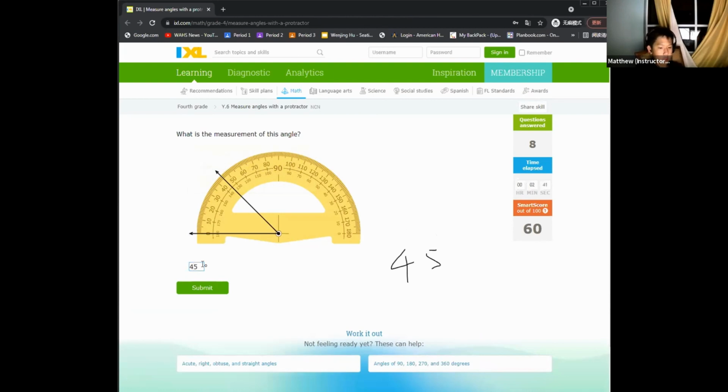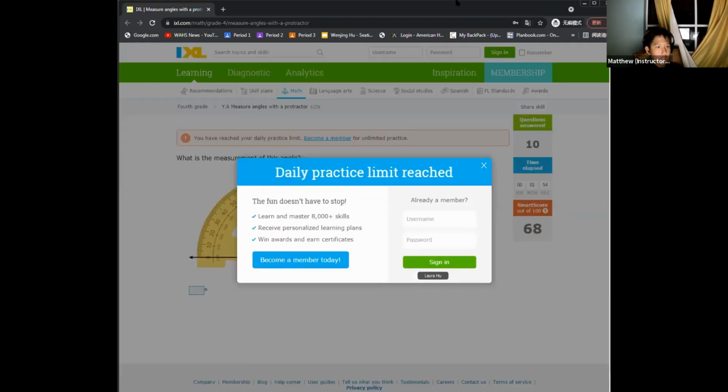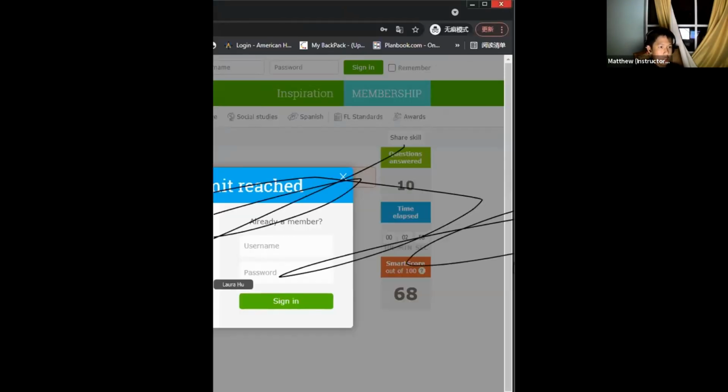This one is also correct. This one is correct. And with that, we will go to the whiteboard. Where's my whiteboard? Whiteboard. Angles. Straight and obtuse.